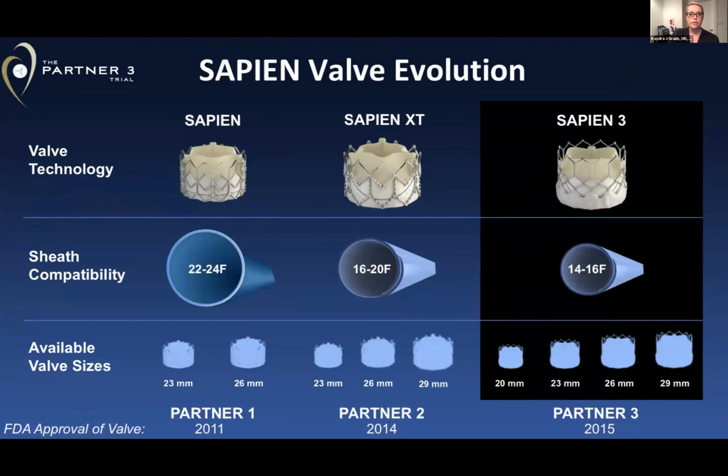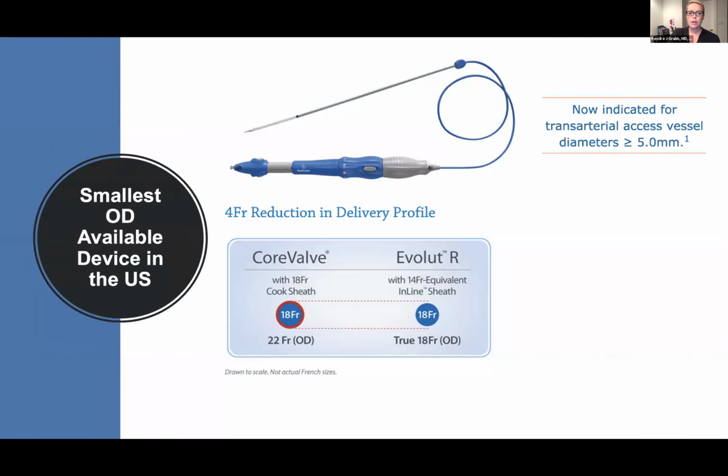Again, before we get to the alternative access, just a reminder of where we've come from. So 22 to 24 French sheath, down to 14 to 16 French sheath in the PARTNER trial. And for the Evolut valves, down to an 18 French OD, which now can accommodate down to 5mm vessels. And this is true for the Pro Plus as well. So really, we've come a long way since those early devices.